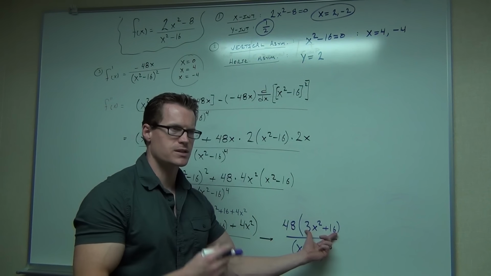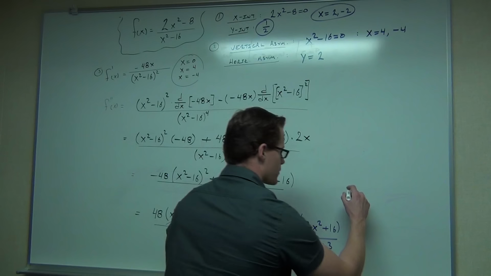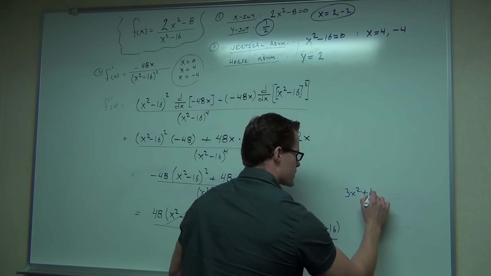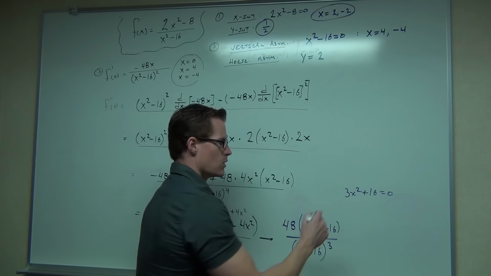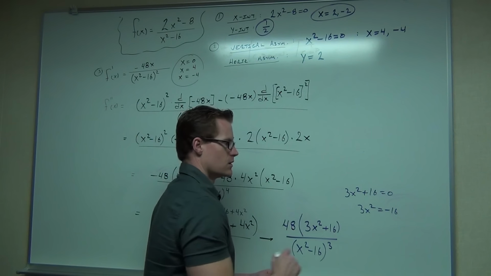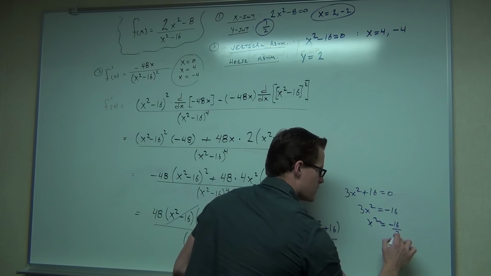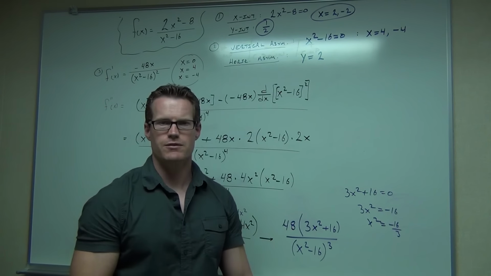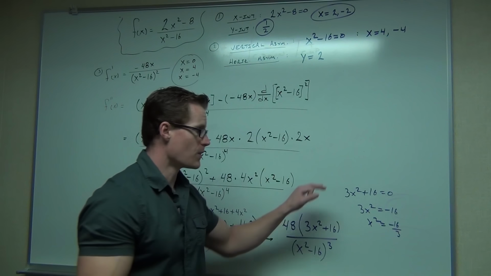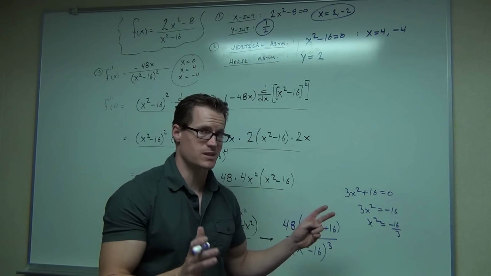So here, notice 3x squared plus 16. Is that ever going to work for you? 3x squared plus 16 equals 0. Well, 3x squared equals negative 16. X squared equals negative 16 over 3. Can you have x squared equals negative? The answer is no, not in the real number system. So here that's not going to give us any possible inflection points. The numerator pretty much doesn't give us anything.